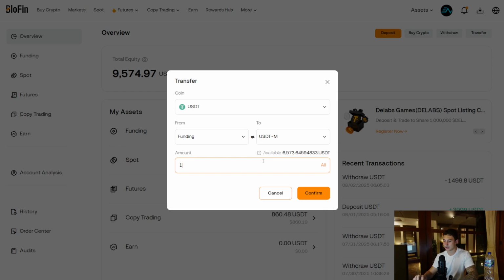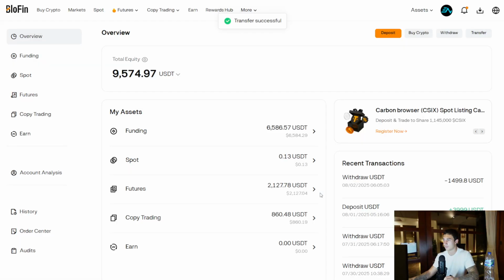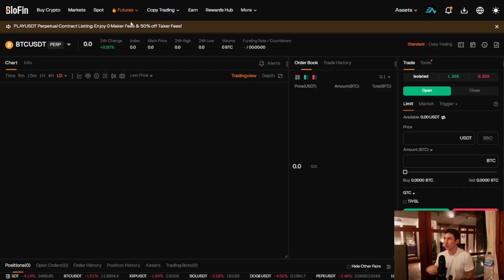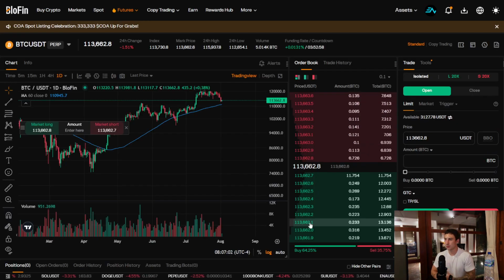So just as a test, I'll do 1,000 USDT from my funding into my futures portfolio. I'm going to press confirm. And there we go, transfer successful. Now it is inside of my futures account and now I can start trading. So you're going to come down here to USDT-M and then we will be good to start trading. So this is what it's going to look like.